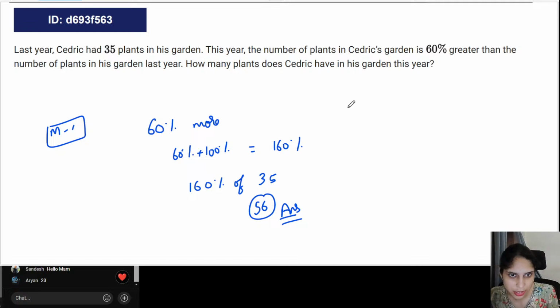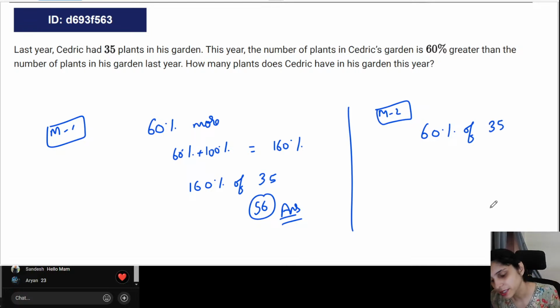You know, there's a second method as well. I will just do it over here. You find 60% of 35. So basically you have to do 35 times 6. So basically 35 times 0.6. So that's 7 times 3. So this is 21. Because 35 times 2 is 70. 70 times 3 is 210. So it's 21.